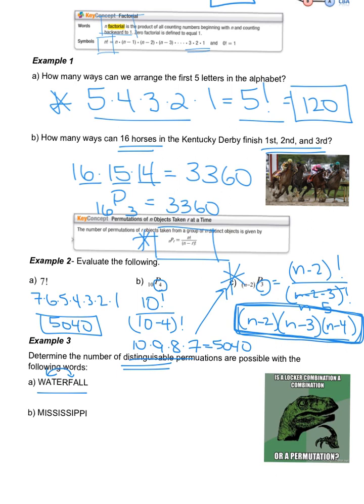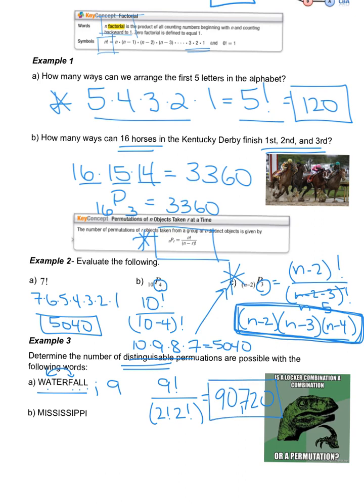So if I look at this, there's 9 letters in the word waterfall. When I have repeated letters such as A and L, what we do normally, the number of permutations in the letters waterfall would just be 9 factorial. But since I have repeats, I need to take those into account. I have 2 A's and I have 2 L's. So what you do is you divide by the number of repeats, okay? And the reason is if I switch the A's or switch the L's, it doesn't change the appearance of the word, okay?